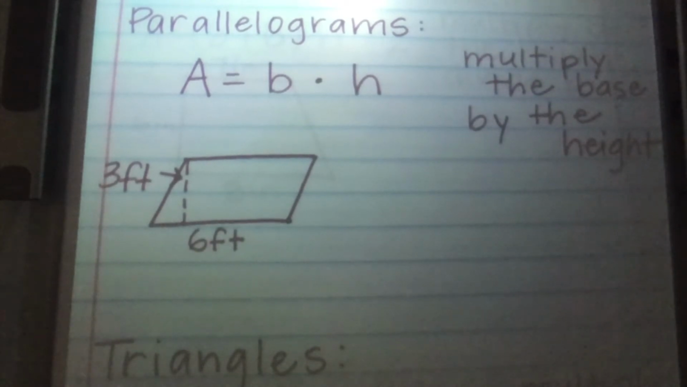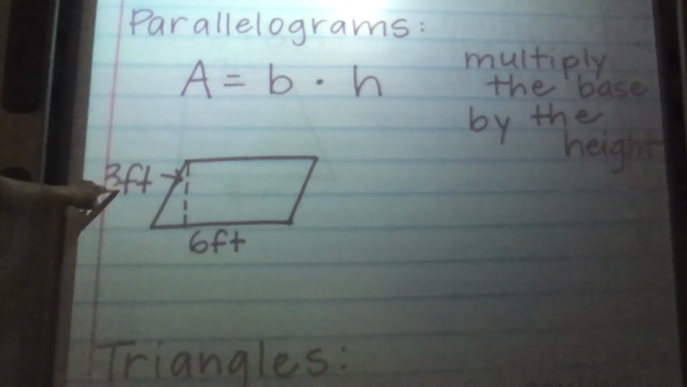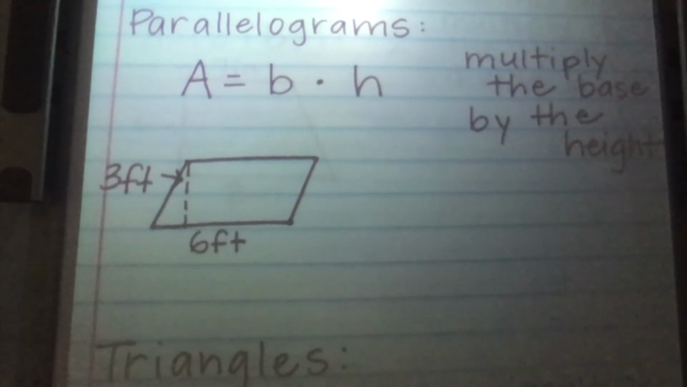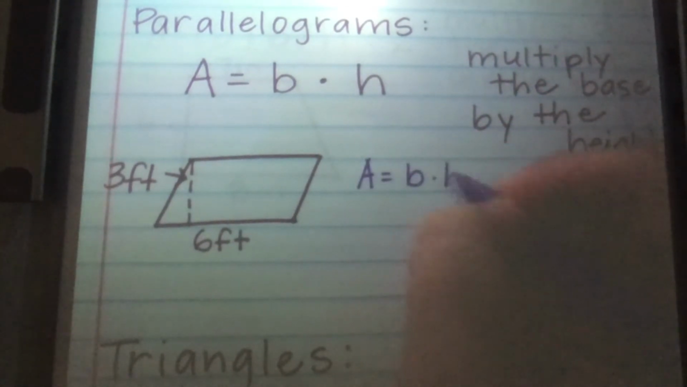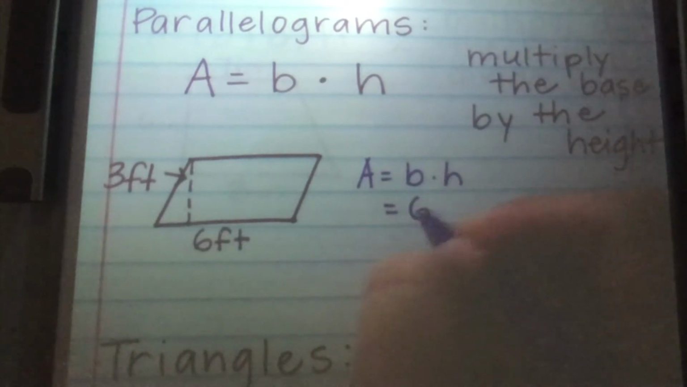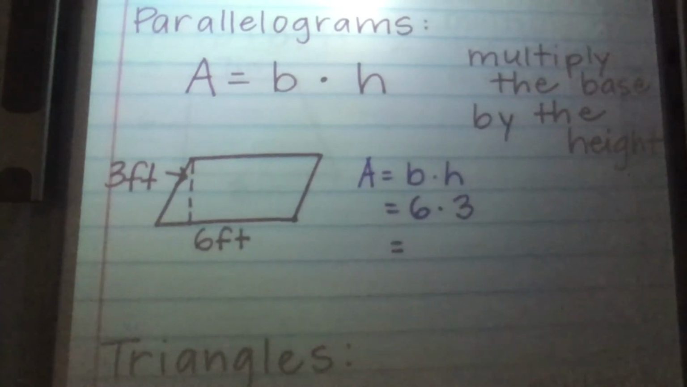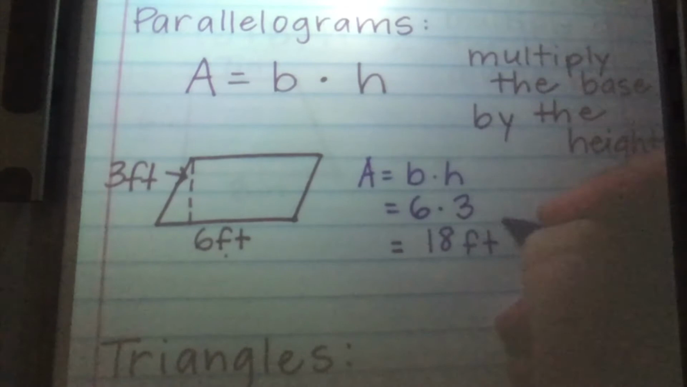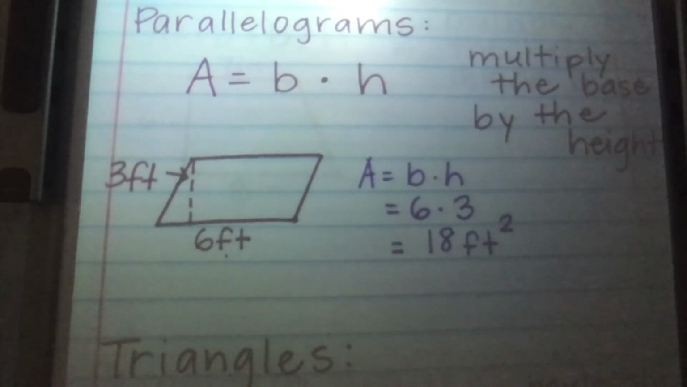So let's look at this practice one together. So we have a parallelogram here, and it has a base of 6 feet and a height of 3 feet. Okay. So we're going to do area equals base times height. Our base value is 6. Our height value is 3. 6 times 3 is 18. We always want to make sure that we include our unit of measure, which is feet, and since we're working with area, we have to square that. I'll give you a few seconds to write that down if you're taking notes.